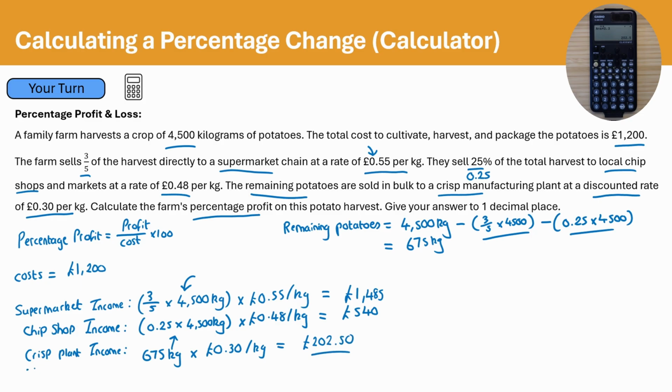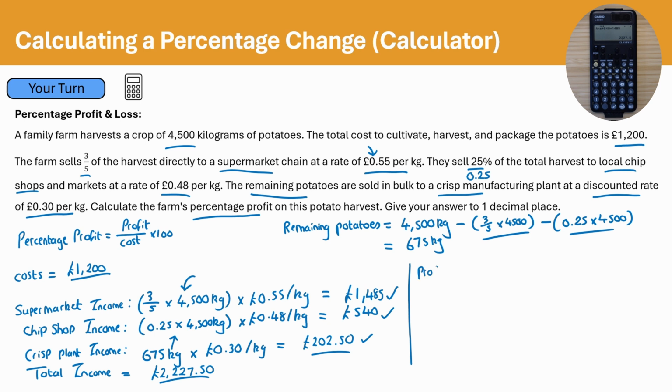Let's look at our total income. So total income is equal to, well, I'm just going to add this number and this number and this number together. I've already got this number, so I just need to add on 540, add on 1,485, and it takes me to a total of 2,227 pounds and 50 pence. Okay. So lots of working out for this question. We know our costs are this. We know our total income is this. We can work out our profit.